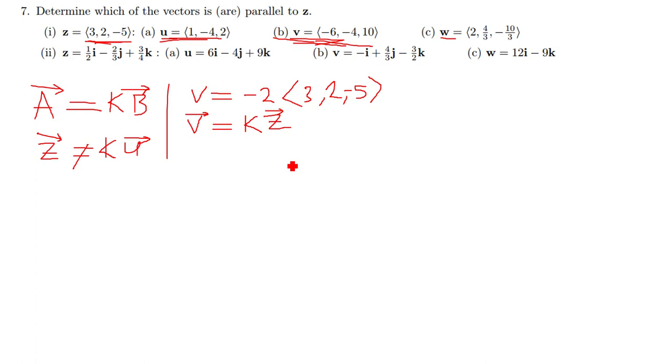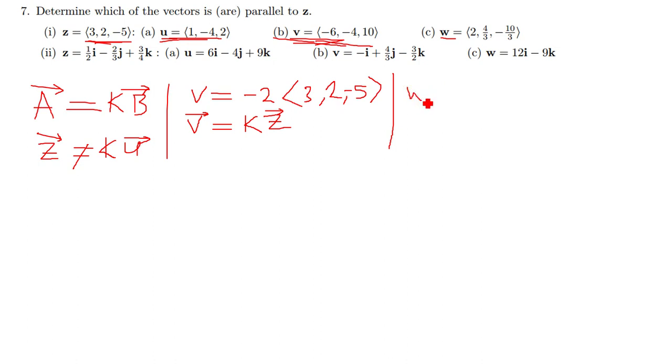And then we can also check whether w is parallel to z as well. So when you look at w there, is there anything that we can do to w to make it a multiple of z? So let's try to check.